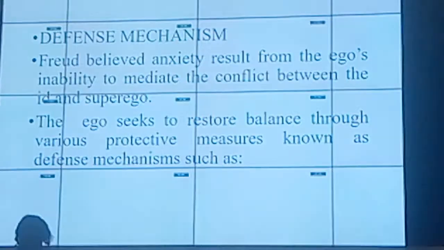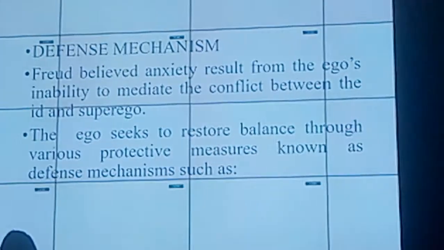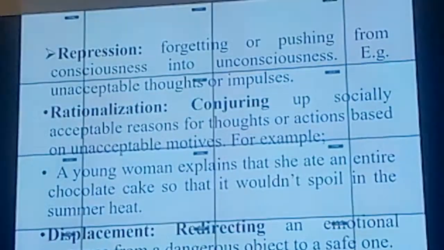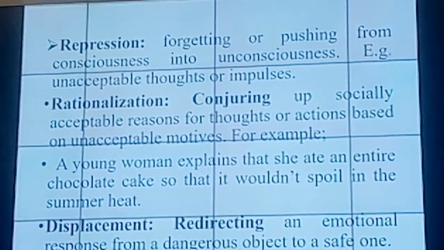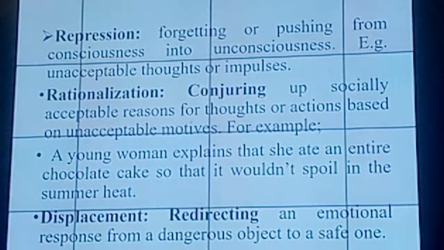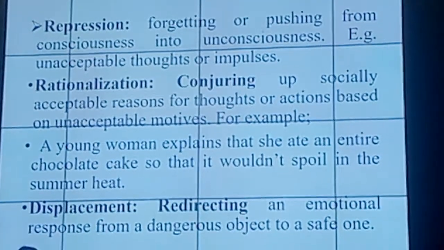So the ego seeks to restore balance through various protective measures known as the defense mechanisms. They are different: repression, forgetting, or pushing from the conscious into the unconscious. I talked about this, right? Then there is what is called rationalization. Rationalization is another defense mechanism.